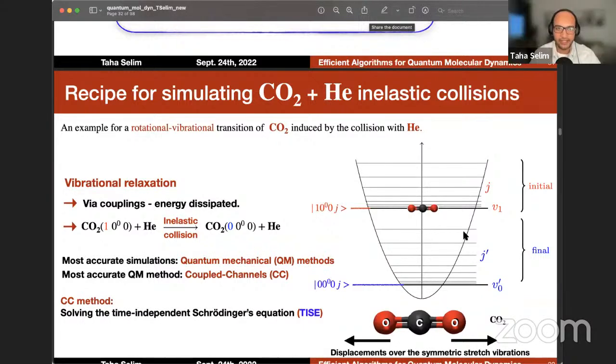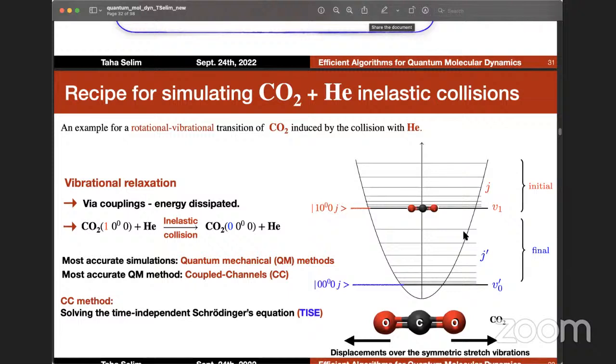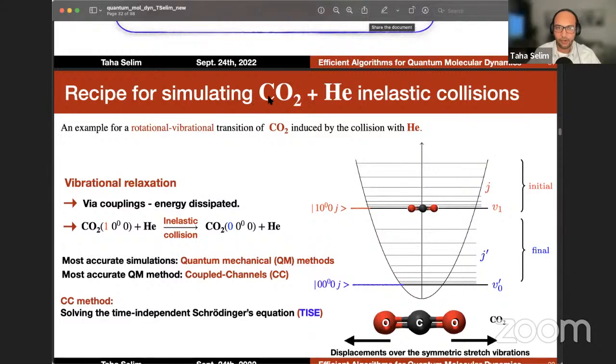What do you mean? You mean in the one simulation? Yeah. The simulations that I'm talking about are simulations of collisions of carbon dioxide with helium.